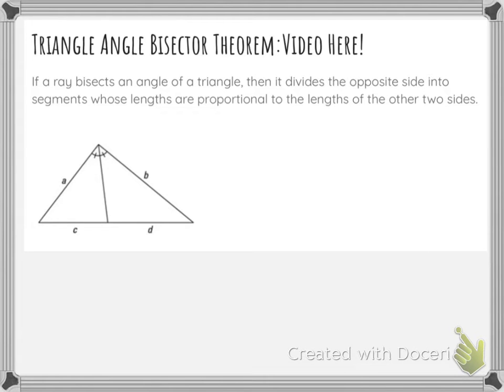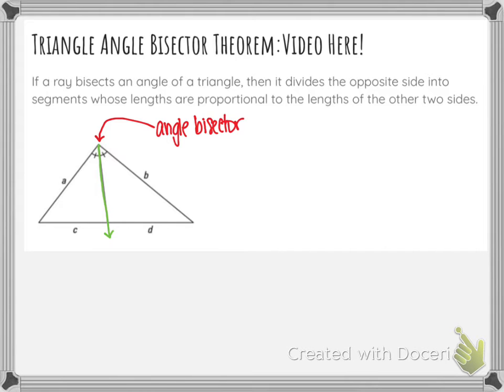Okay, and finally our last 6.6 theorem is the triangle angle bisector theorem. For this one, we need to have an angle bisector of our triangle, so it's cutting one angle perfectly in half. I'll highlight that angle bisector in green. So it's going here, cutting our triangle into two separate triangles.